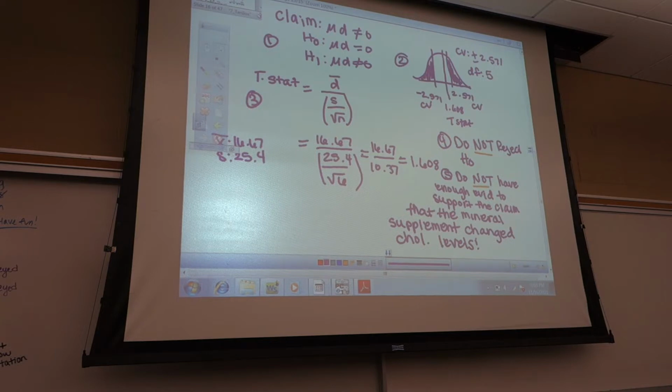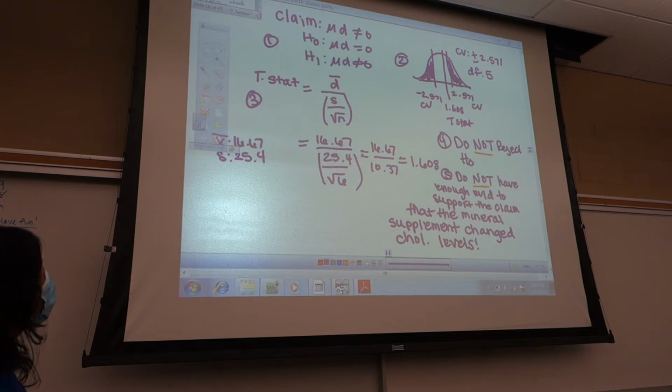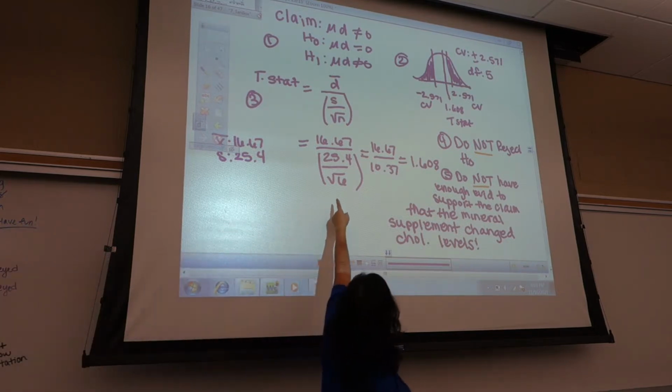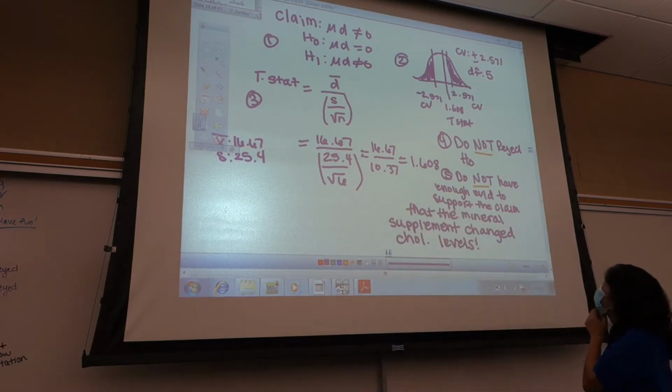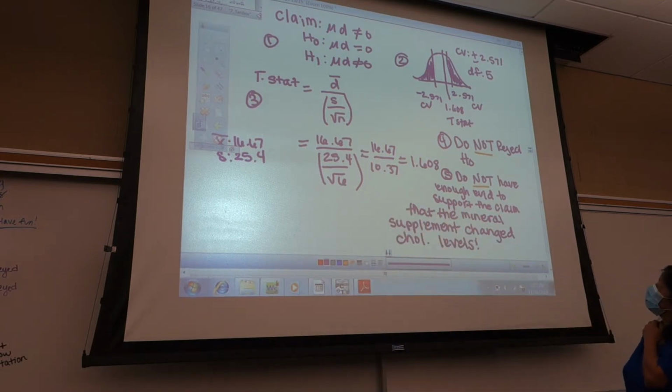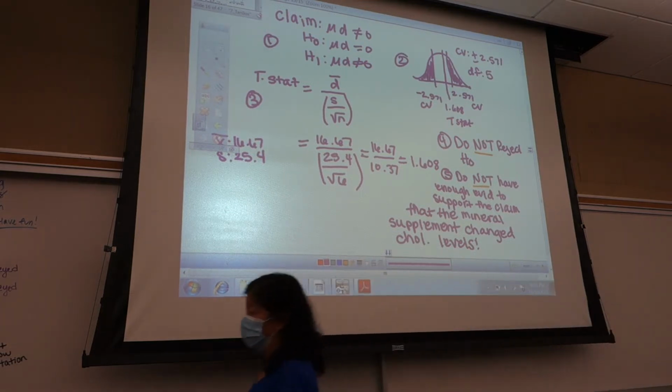After that, you find your critical value, so you go to your t-table. Since it's a mean, you find df. Since the sample size is 6, you do 6 minus 1, which is 5. You find that your CV is plus or minus 2.571. After that, you do your t-stat, plug in the numbers, and get 1.608. Since it's not in the rejection range, you do not reject H0. So for step 5, we do not have enough evidence to support the claim that the mineral supplement changed cholesterol levels. Great. Thank you. Perfect.